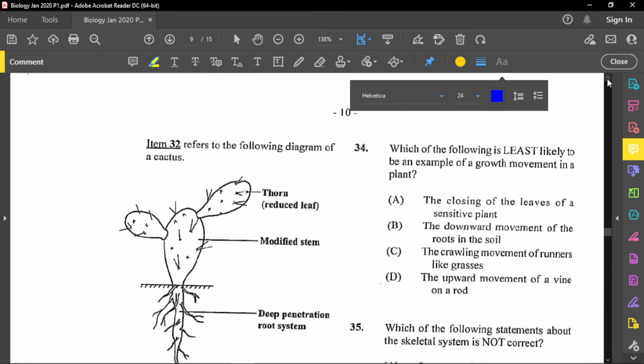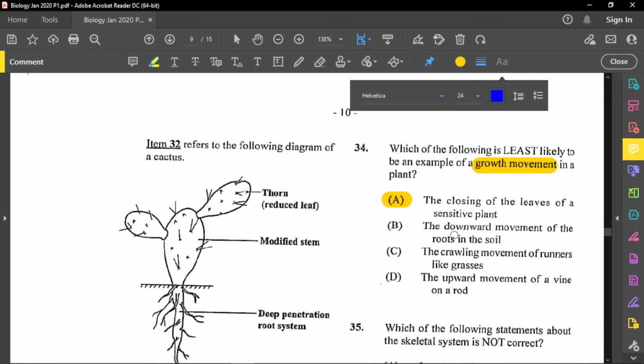Now 34. It said, which of the following is least likely to be an example of a growth movement in plants? I know it's A, the closing of the leaves of a sensitive plant. The closing of a leaf is not growth movement. All right, so it's not a movement by growth. The leaf just closes up and then opens back in a short space of time. That's not right off the bat here. A is the answer. So let me just go through B, C, and D to make sure that we are good.